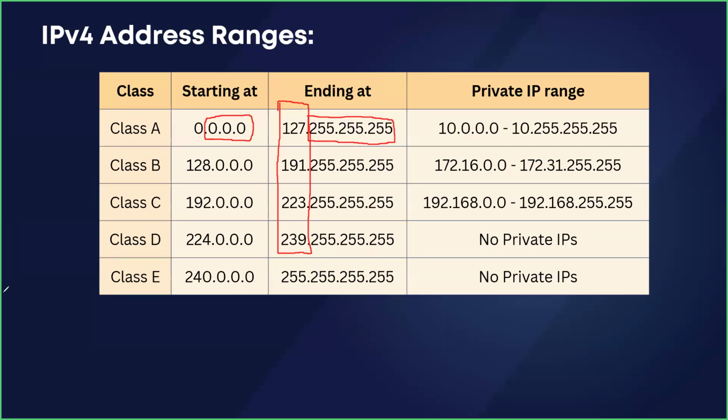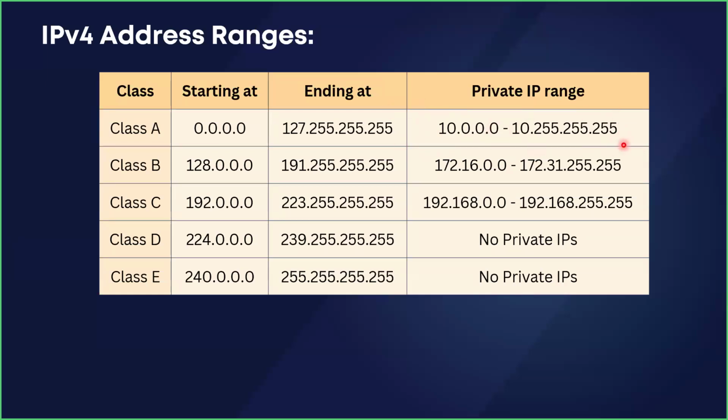Now, in this entire range, each of these classes has a set of public IPs and a set of private IPs as well, right? So class A's private IP range starts from 10.0.0.0 to 10.255.255.255. So in between this entire range between 0 and 127, there's a small range from 10.0.0.0 to 10.255.255.255. These IPs are called the private IPs.